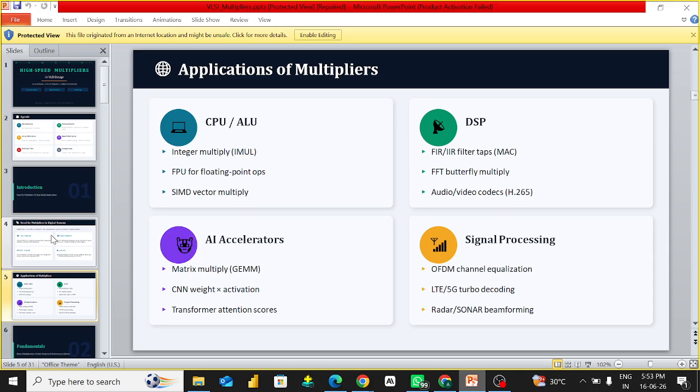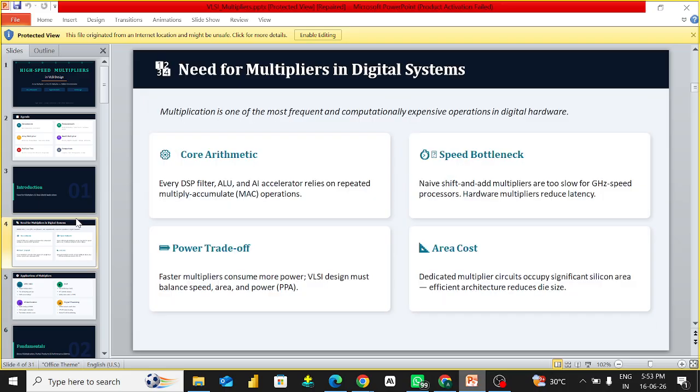So what is that multiplier hardware? ALU operations, floating point units, and DSP filters. And after that, the speed bottleneck.